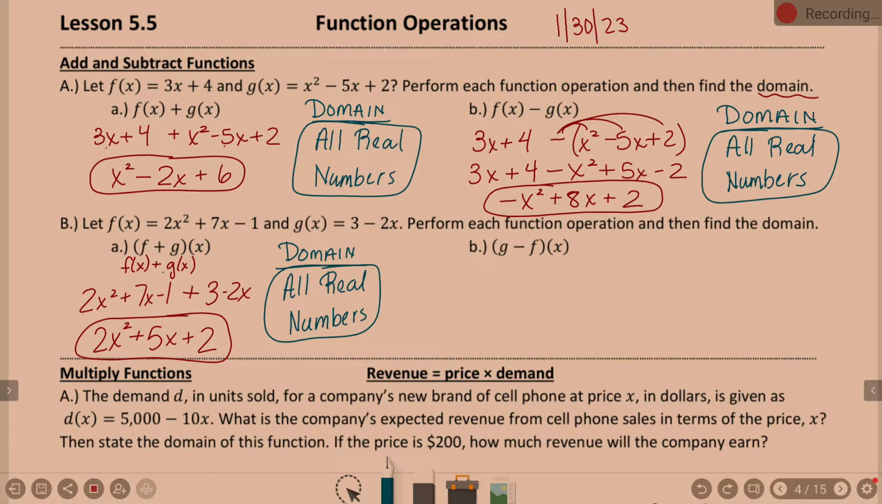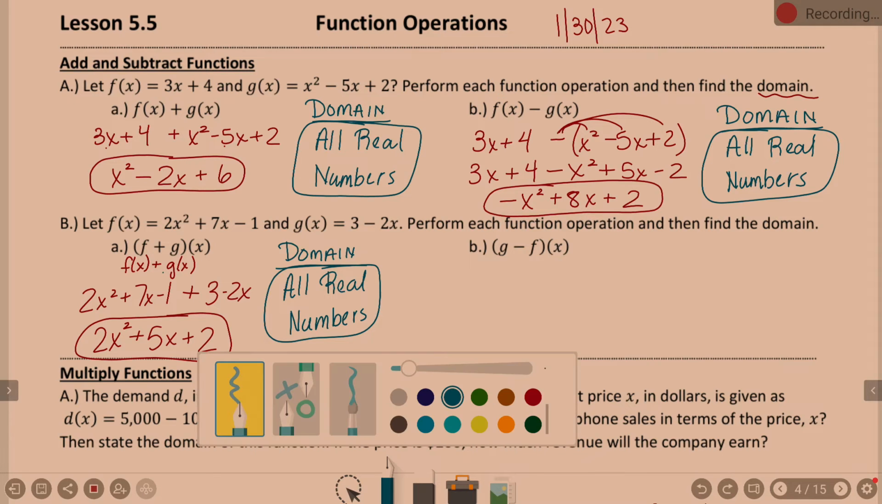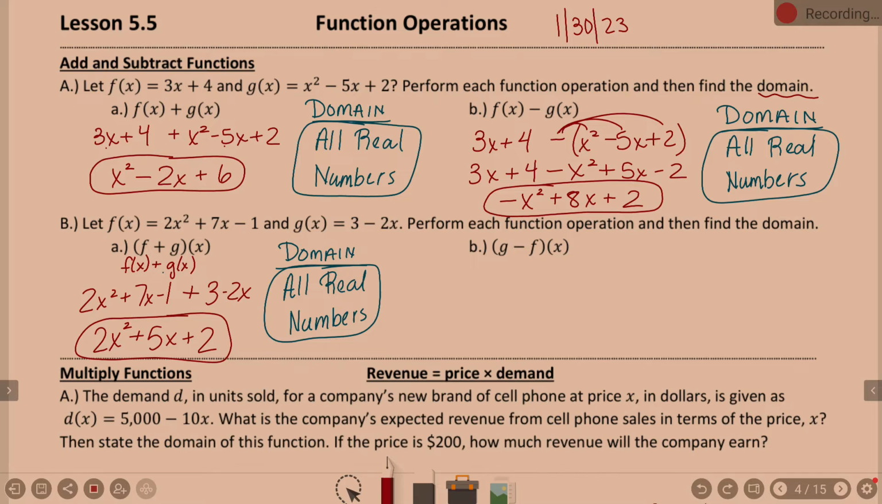Okay. B. What changes up on B? Yeah. My order changed up. Does it matter? For subtraction, it does, yes? If it was adding, it's whatever. It doesn't matter which order we add in. But it does matter when you subtract. So realize as you write this out, you're doing g of x minus f of x. So you need to make sure you write g first. So 3 minus 2x minus the 2x squared plus 7x minus 1.